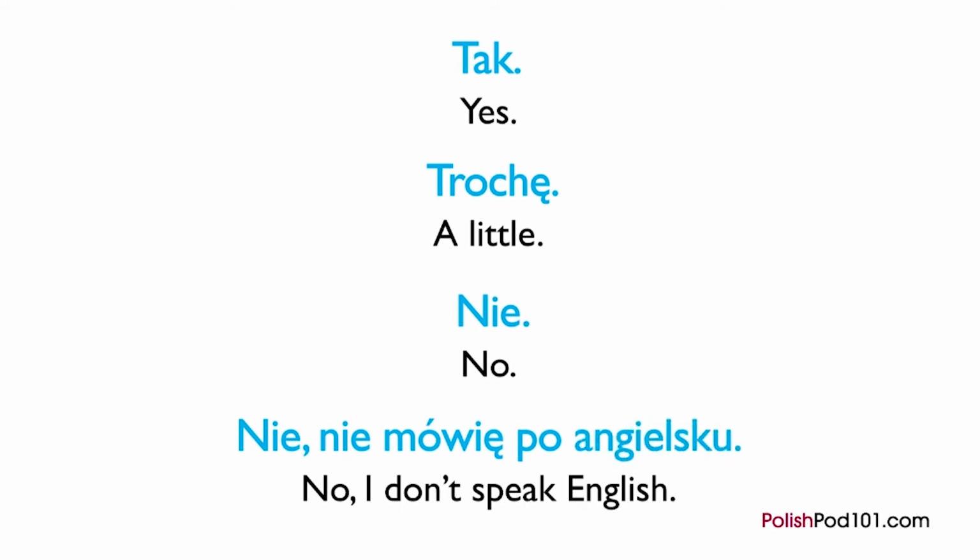Since the last one is a negative statement, we need to say nie before the verb mówię. Notice also that the verb is slightly different than before. Remember, the verb changes depending on the pronoun used. We are now talking about ourselves, so the sentence is nie mówię po angielsku.